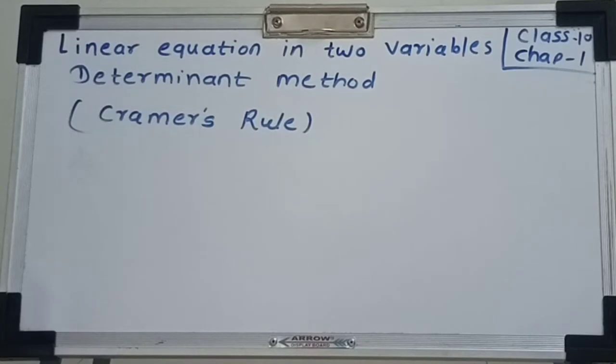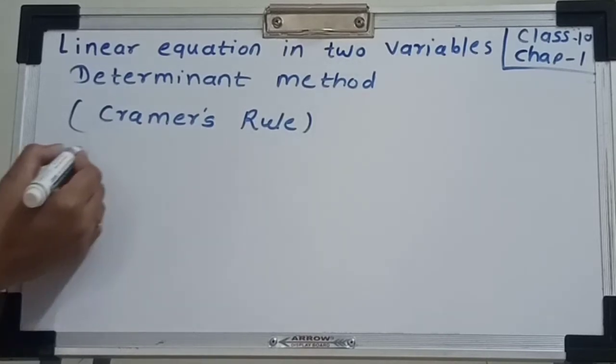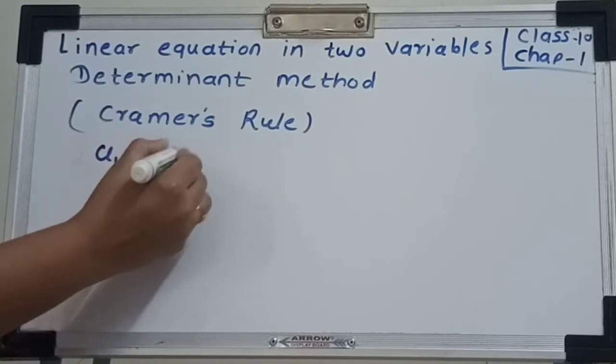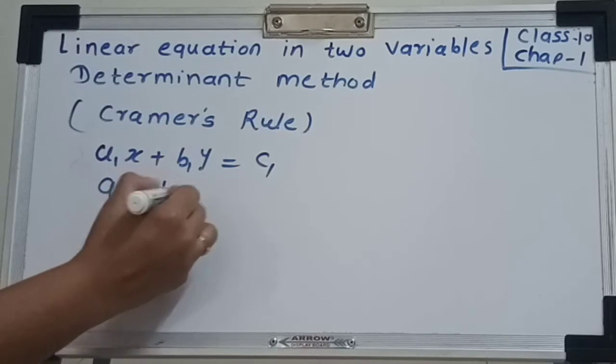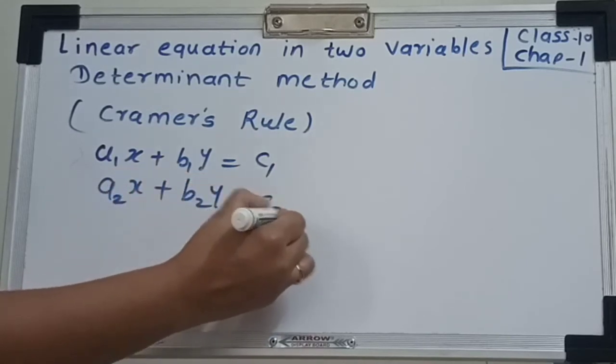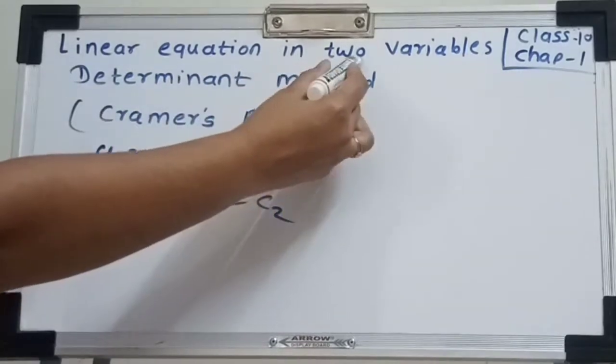We first see practice set 1.1 and 1.2, solve by elimination method and solve by graphical method. Today we see how to solve linear equations by the determinant method. Now what is a linear equation? Suppose a1x plus b1y is equal to c1, a2x plus b2y is equal to c2. These are called linear equations. x and y are the two variables, hence it is called linear equation in two variables.